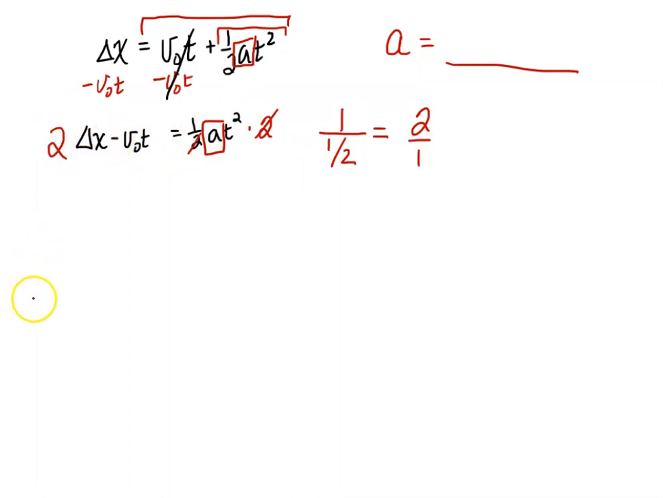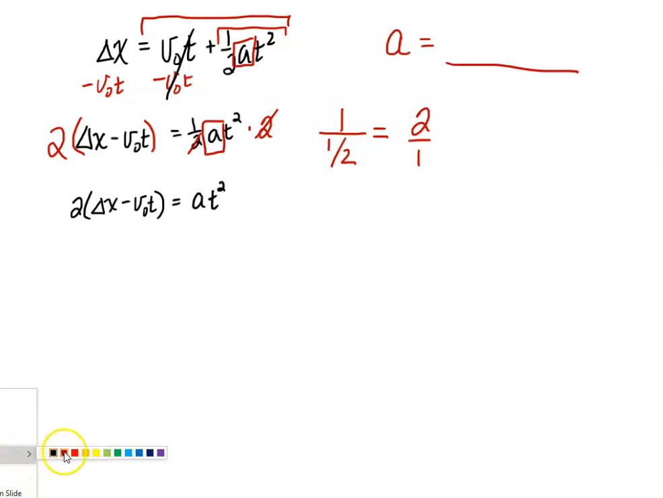But be careful, because right now this is not correct. The 2 is being multiplied by everything on this side. So I have to have parentheses. I can't just have the 2 out front, or it will be just 2 delta x minus v naught t, and that is not right. So to rewrite this, we have 2 times delta x minus v naught t is equal to a t squared.